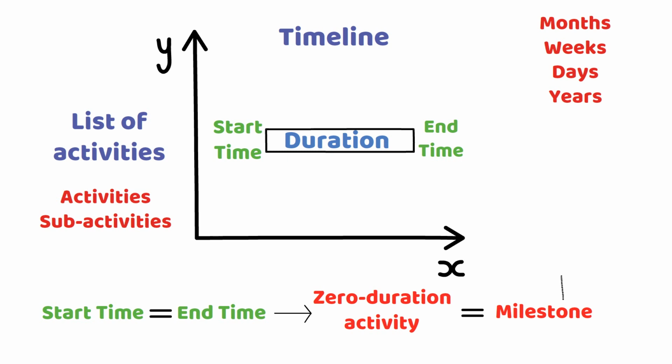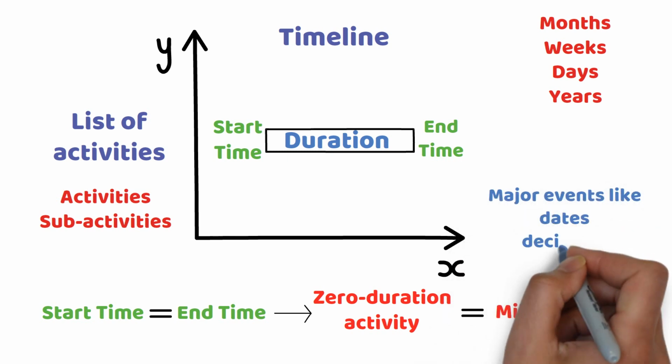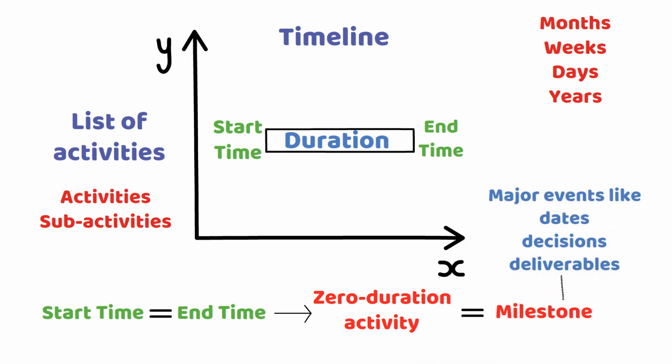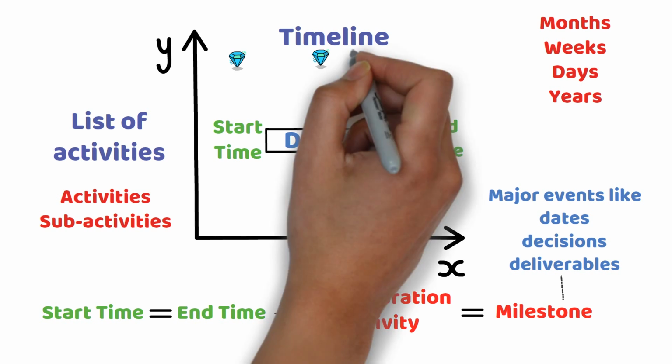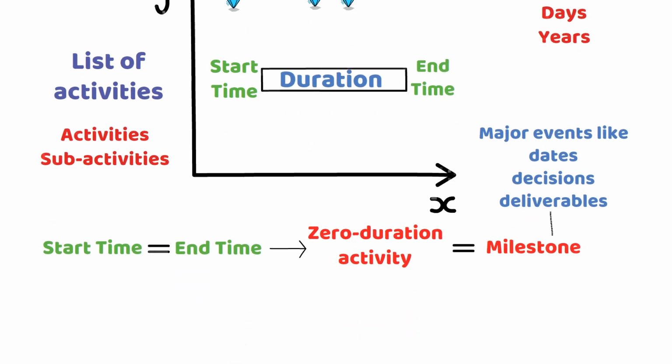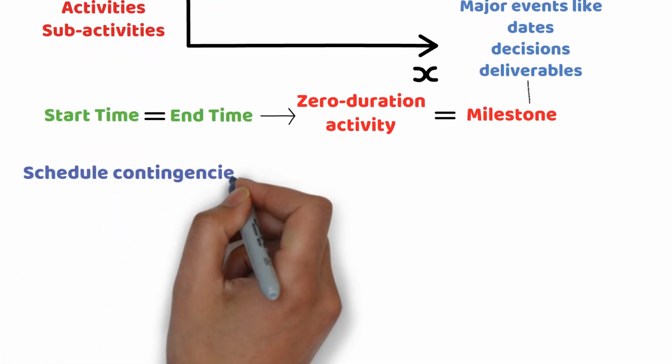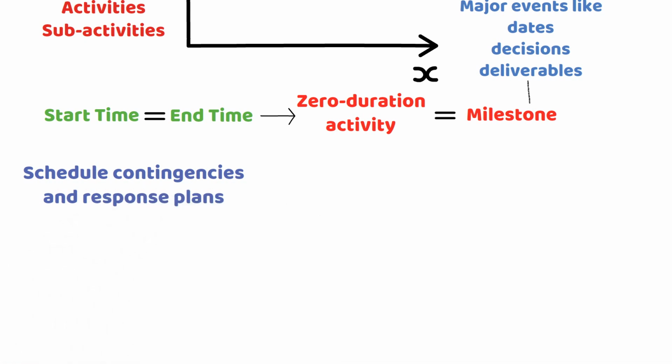Milestones represent the major events like dates, decisions, and deliverables in a project. Add important project milestones in the Gantt chart. Diamonds mostly represent it. Check that schedule contingencies and response plans have also been included.